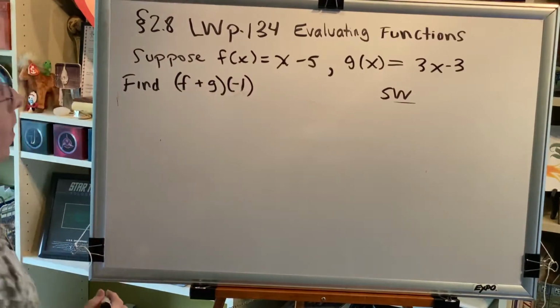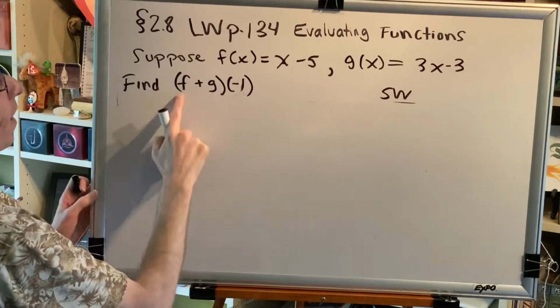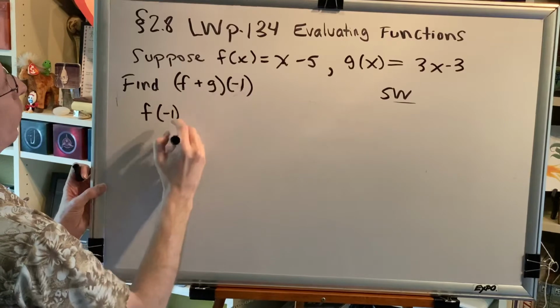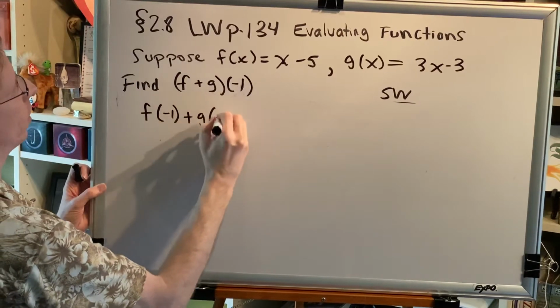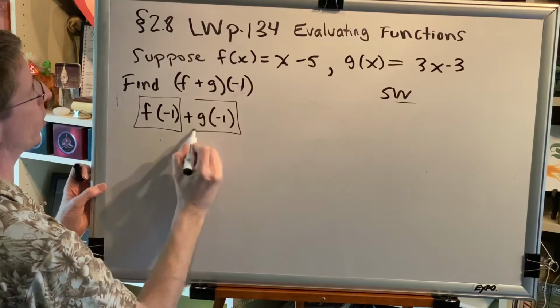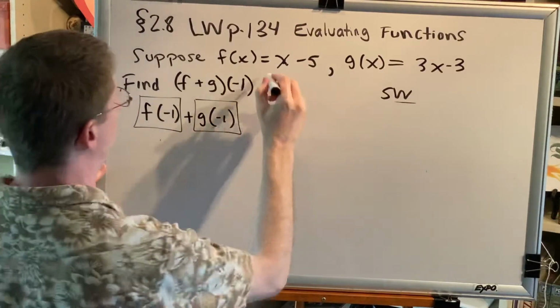Okay, to solve this problem, we have to take our two functions, f and g, and add them together, where each one is being evaluated for the input negative 1. Let's figure out what each of these things is separately in our side workspace, and then add them together.